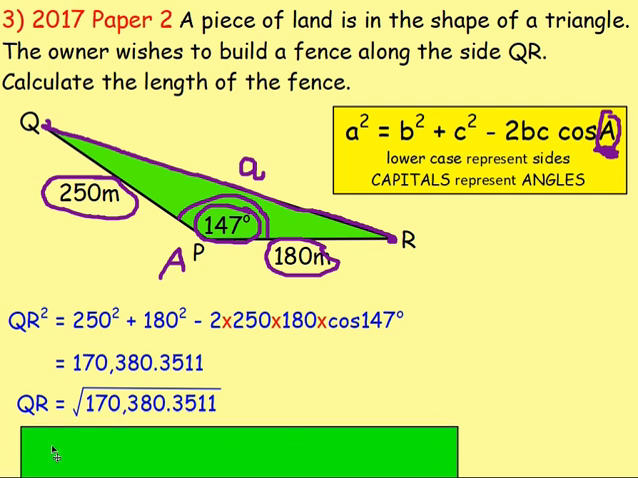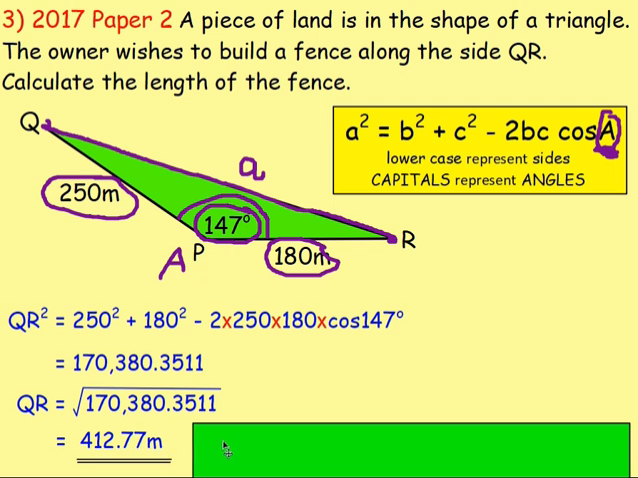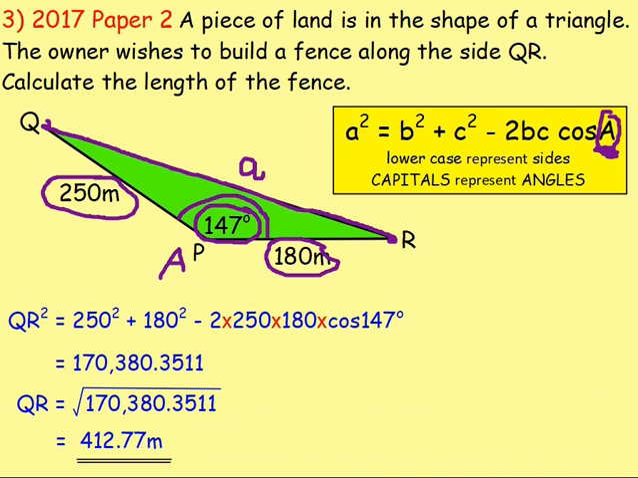And if you work that out, you end up getting 412.77 metres to a couple of decimal places. So that is the length of fencing required. Woo!